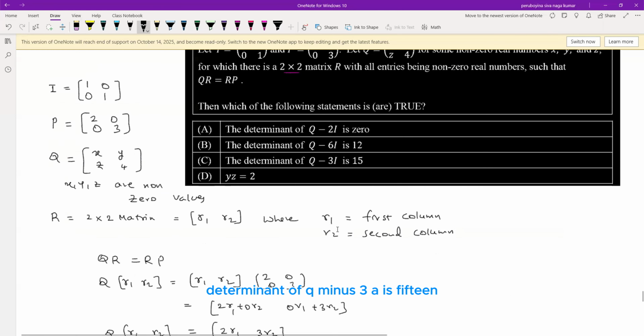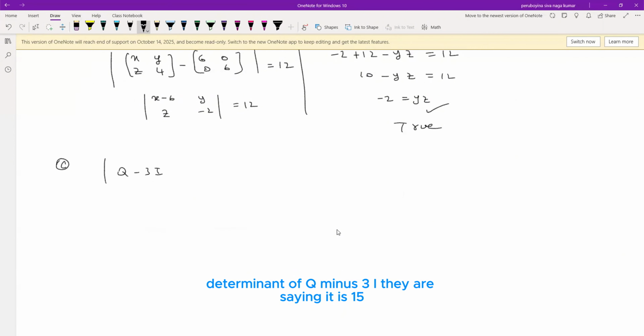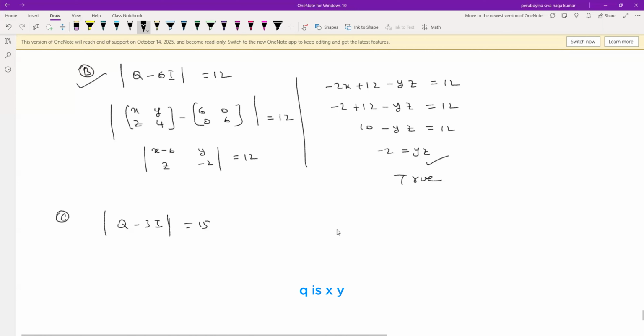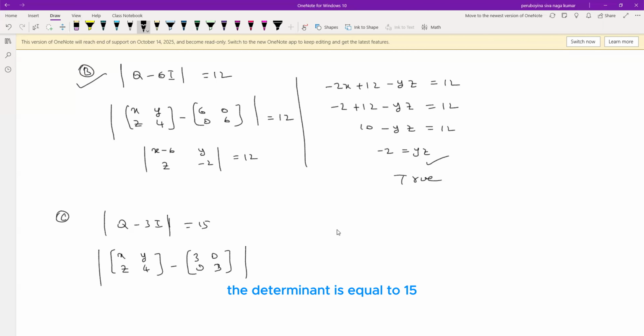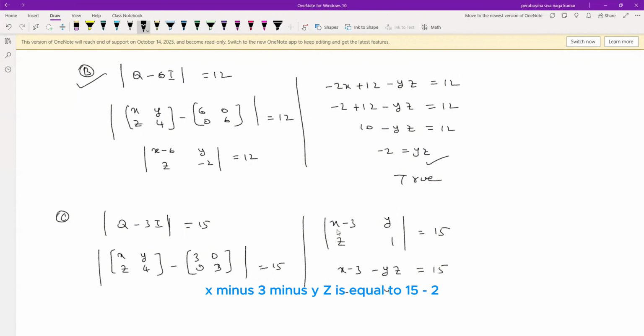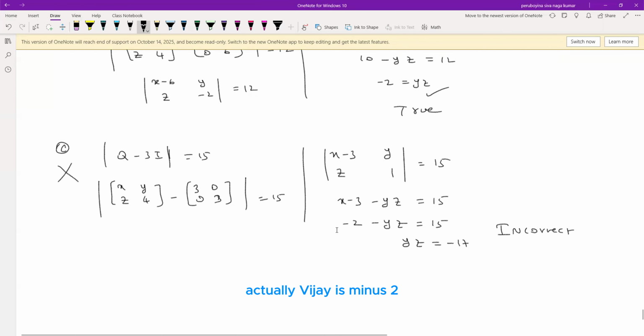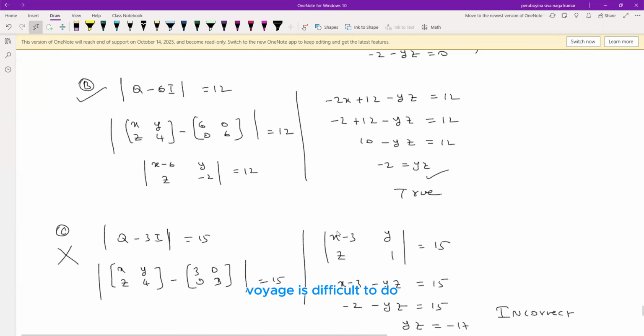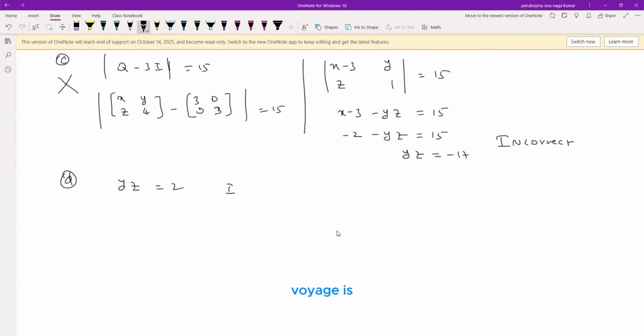Determinant of Q minus 3I is 15. Determinant of Q minus 3I, they are saying it is 15. Q is [[X,Y],[Z,4]] minus 3I, which is [[3,0],[0,3]], and the determinant is equal to 15. X minus 3, Y, Z, 4 minus 3 is 1, is equal to 15. X minus 3 minus YZ is equal to 15. Minus 2 minus YZ is equal to 15, and YZ is equal to minus 17. So this is incorrect. Actually, YZ is minus 2. Fourth option, YZ is equal to 2 is clearly incorrect because YZ is minus 2. So by observing all the above options, A and B are correct.